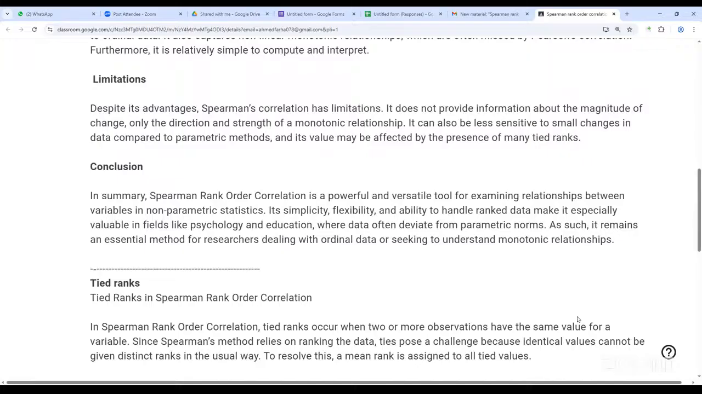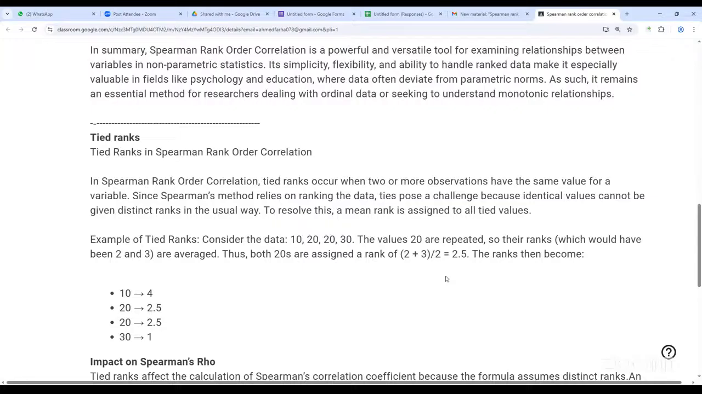In summary, Spearman rank order correlation is a powerful and versatile tool for examining relationships between variables in non-parametric statistics. Its simplicity, flexibility, and ability to handle rank data make it especially valuable in fields like psychology and education, where data often deviate from parametric norms. As such, it remains an essential method for researchers dealing with ordinal data or seeking to understand monotonic relationships. Yes. I think now you have understood the meaning of monotonic relationship.